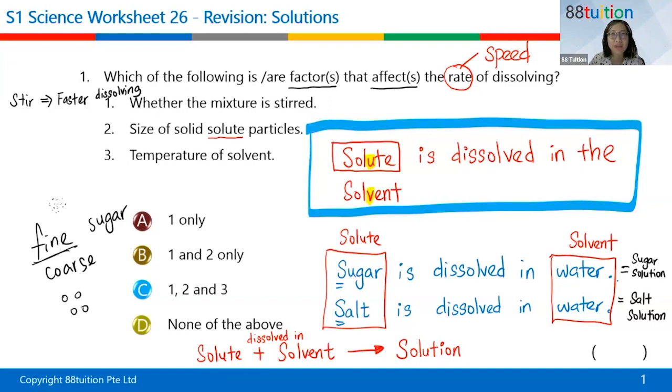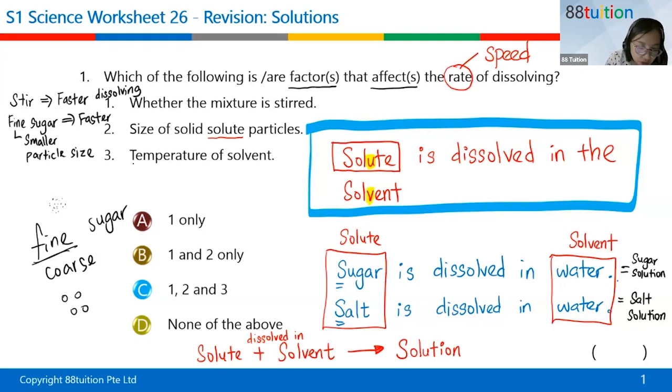If you want to dissolve sugar in water, you use fine sugar, smaller particle size. All right, so fine sugar means it's smaller particle size, so it'll be faster. All right, so fine sugar means smaller size, smaller particle size. All right, the size of the sugar is smaller.